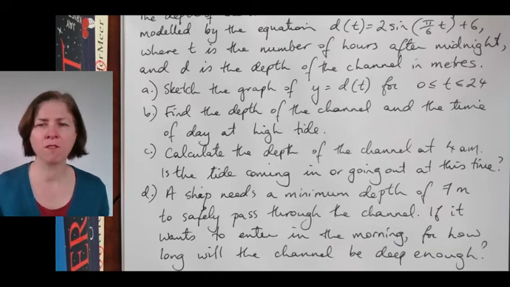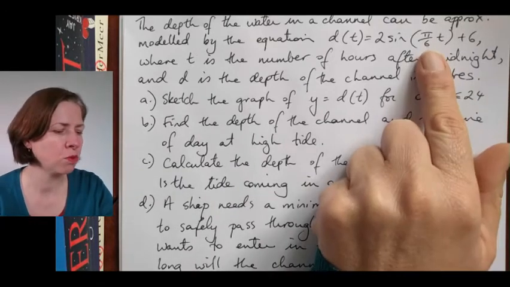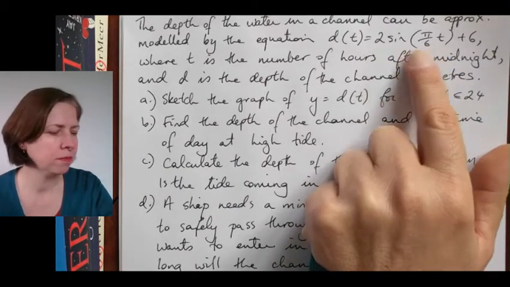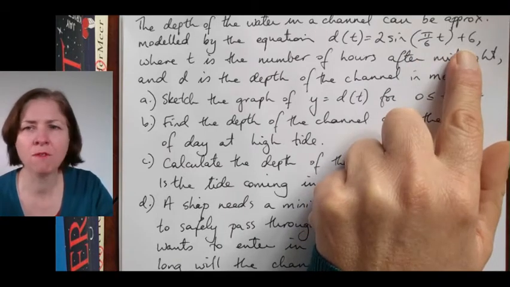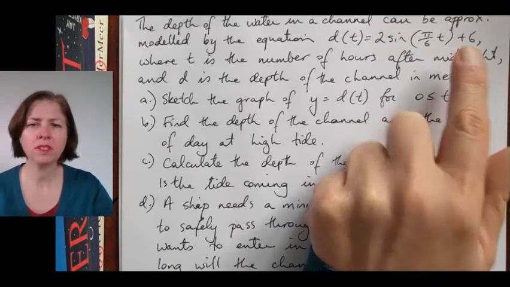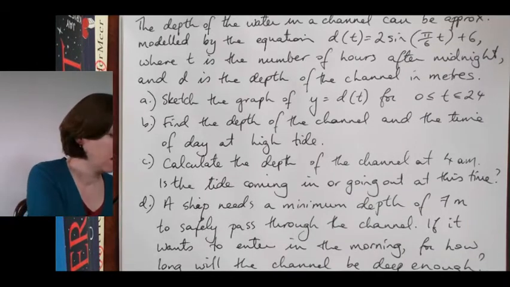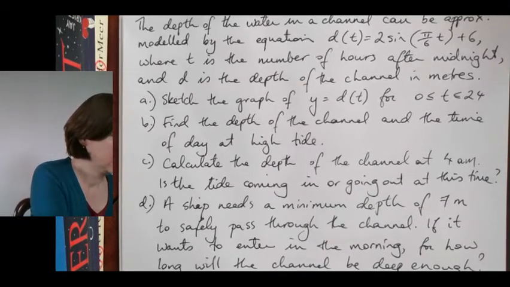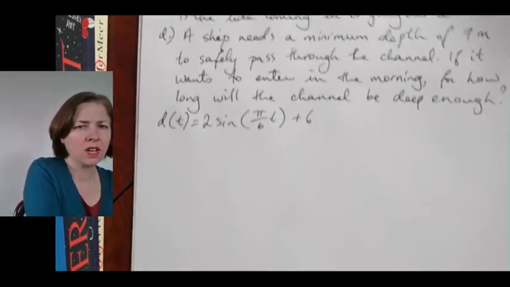So let's start first of all with the sketch. When I look at the graph, this is fairly straightforward. I've got amplitude, I'm going to have a change in my period, and I'm going to have a vertical translation. So let's work out everything that we need to know. Just to help me, I'm going to copy down the equation so I can work from this.